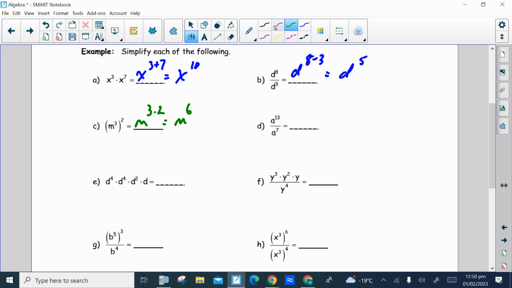Okay, so looking at question D, dividing powers, so you subtract the exponents and keep the base the same. 13 take away 7 is 6.